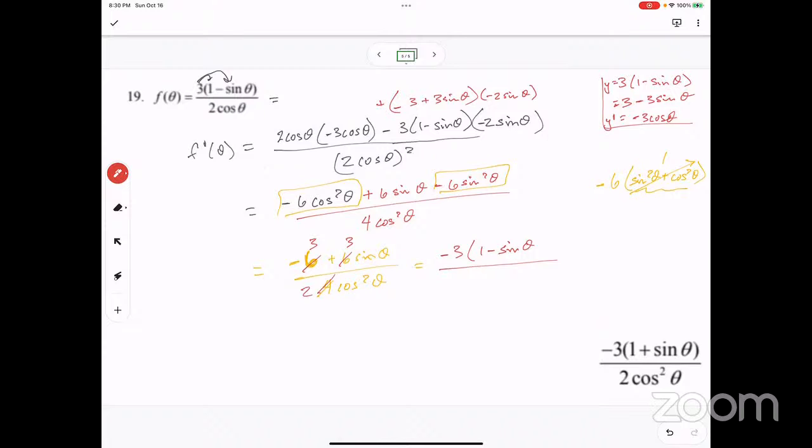I think. Wait. Yeah, there seems to be a mistake somewhere. I don't know if he made the mistake or if I did. You factor out a -3, so let's see. He says that it's 1 plus sine theta. Yes, he did. So I wonder if I made a mistake somewhere. It's easy to make mistakes in here. True. Very true.